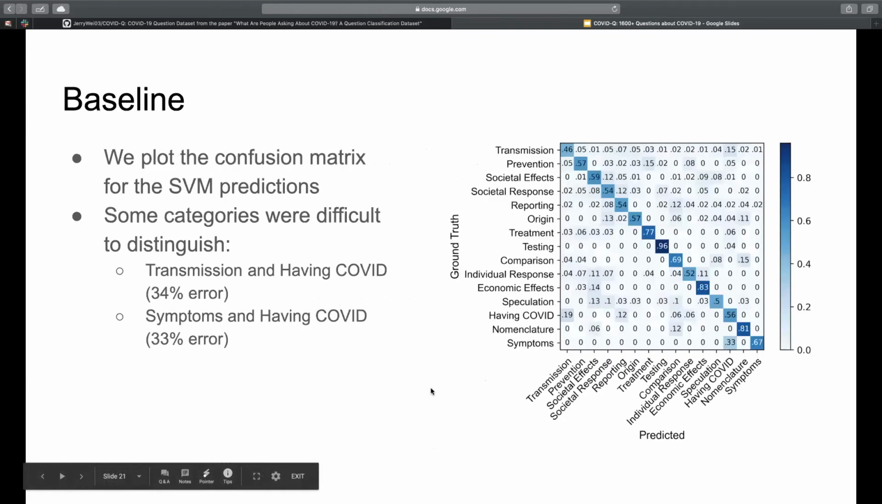We also plotted the confusion matrix for the SVM predictions on the question category classification task. You'll see that some of the categories were difficult for the model to distinguish. The model had a 34% error between transmission and having COVID, which is this square here and this square here. And it also had a 33% error distinguishing between symptoms and having COVID, which is this square here. So these are the categories that are difficult for the model to distinguish between.